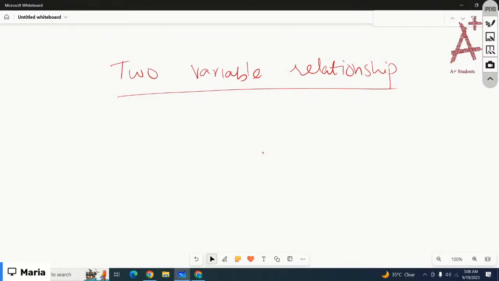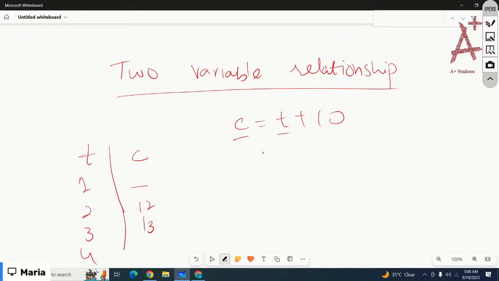For example, you are given an equation c equals t plus 10. You can see here two variables are involved, c and t. So you are given a table that has two values, t and c, right? You are given the values in the table. Here is the equation c equals t plus 10, and you are given the table. You have to find the value of c when t equals 1, because that is the only missing value.